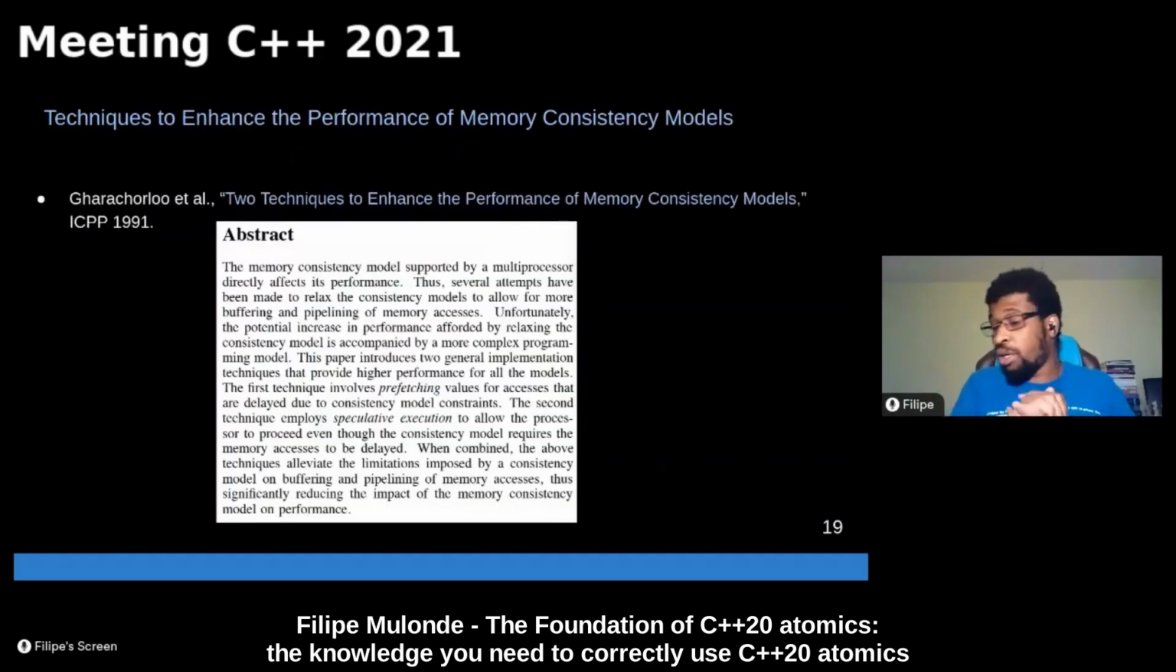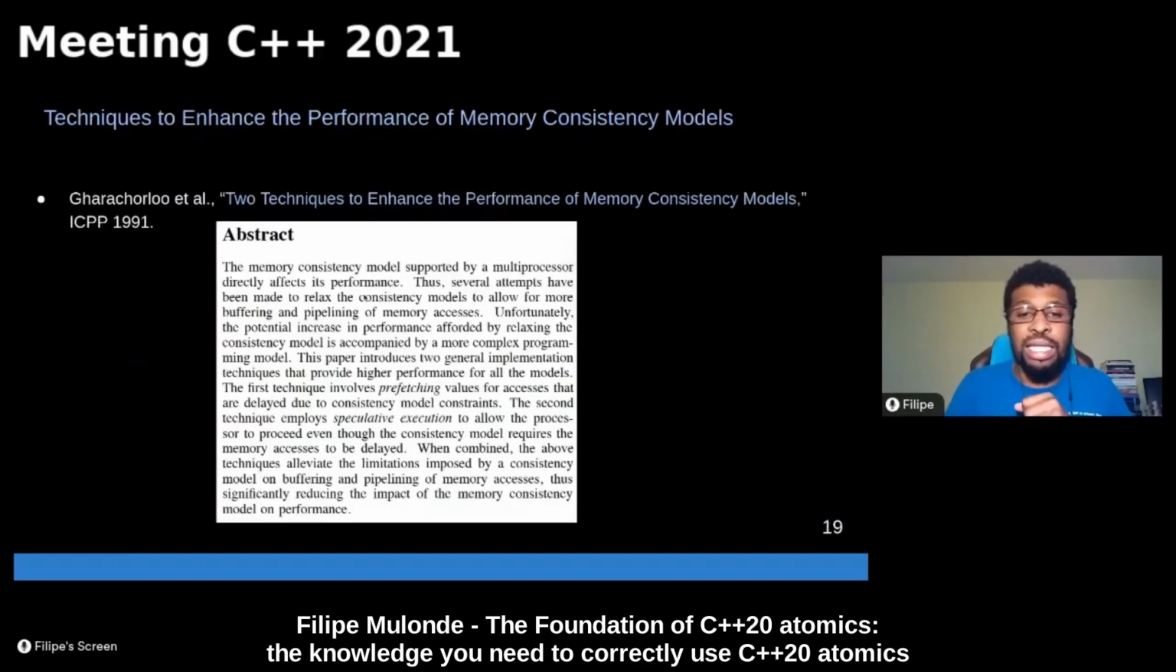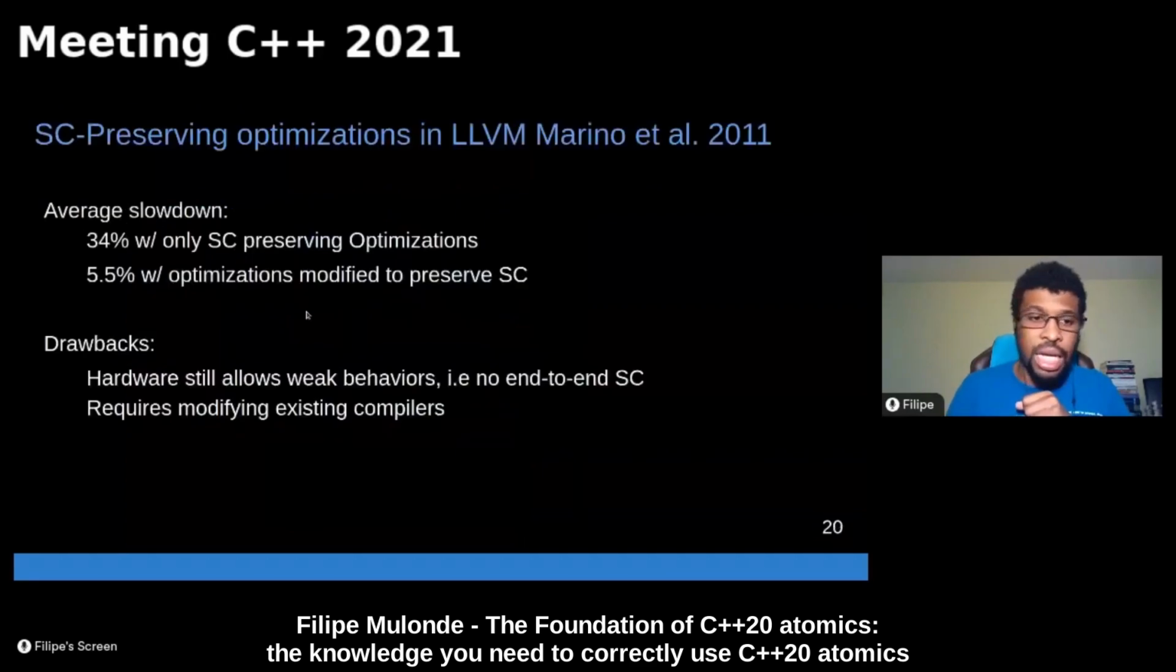And also because sequential consistency affects performance, computer scientists and engineers have proposed techniques to speed up the sequential consistency memory model. So here we have a proposal at the hardware level. And here we also have a proposal at the compiler level to speed up sequential consistency.